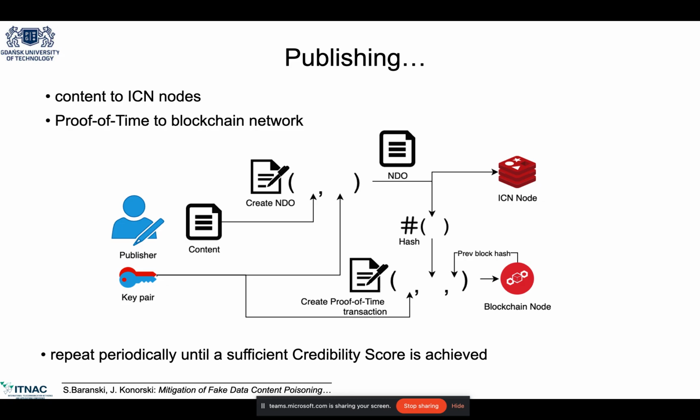We call the number of proof of time claims for particular content a credibility score. Different types of content may require different credibility score values. For example, a banking record will require a much higher credibility score than a weather forecast. The publishing process is repeated periodically until a sufficient credibility score is achieved.